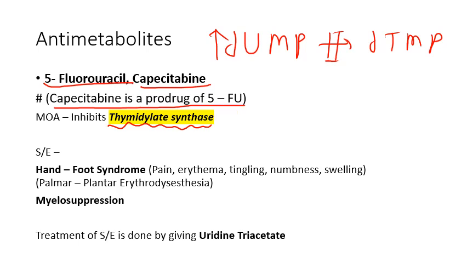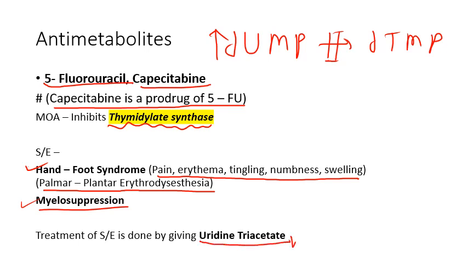Coming to the side effects, a very characteristic side effect is hand-foot syndrome. It's quite specific for these two drugs. That is, there is pain, erythema, tingling, numbness, and swelling of the palm and sole. It is also called palmar plantar erythrodysesthesia. It is important to remember that almost all anti-cancer drugs cause myelosuppression by inhibiting the bone marrow. One key point in 5-fluorouracil and capecitabine is that these side effects, that is hand-foot syndrome and myelosuppression, can be decreased to some extent by giving uridine triacetate. So this is the new development in this area.